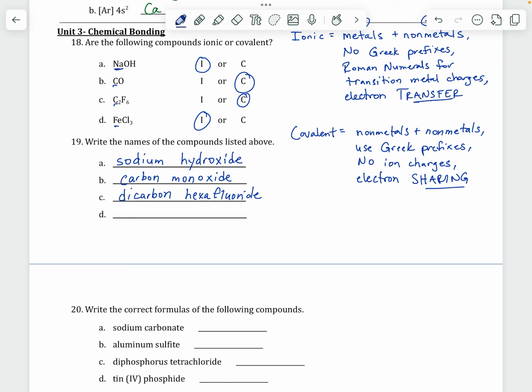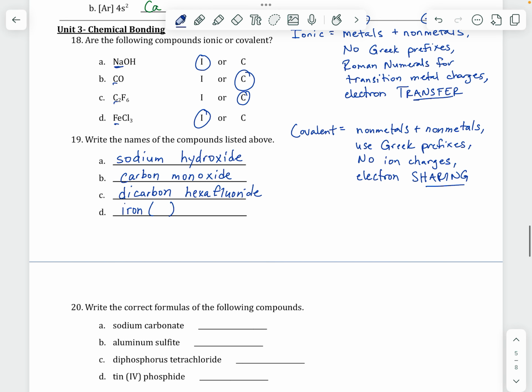And last but not least, for the naming here, Fe is iron. Now, I do need Roman numerals because I need to identify what the charge is since iron is a transition metal. And so our Roman numerals, remember, are not just how many there are. It is representative of the ion charge that it chooses, the positive charge.